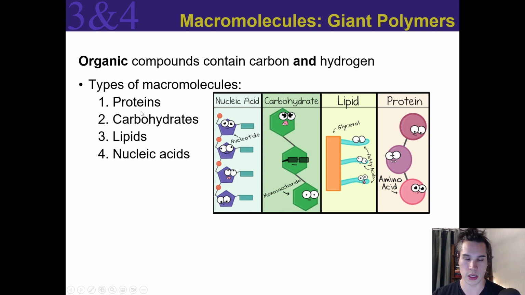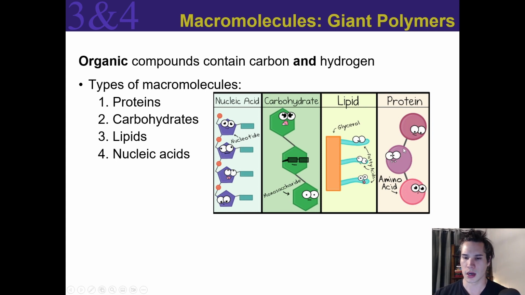We've got proteins, carbohydrates, lipids, and nucleic acids. These might look familiar from your previous science courses, or maybe you've just seen them on the nutrition facts of various products: proteins, carbohydrates, probably fatty acids, and then typically they omit nucleic acids as a macromolecule.